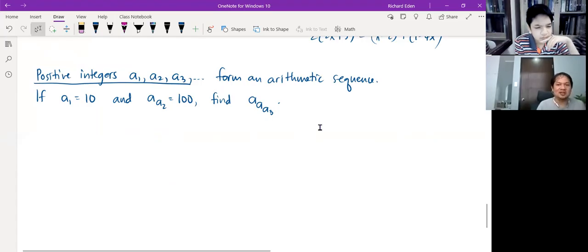Tapos ito, dami kong iniiwan na, pero okay lang, basta hindi ka mawawala ng isa-solve.